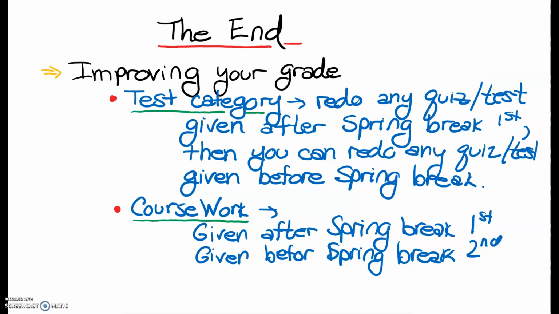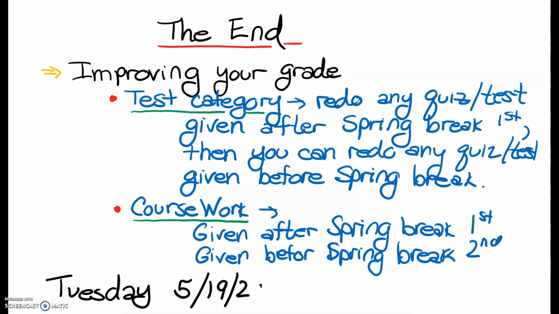So this is the end of the year. You have until, let's see, Tuesday, I believe that is 5/19/2020. Midnight is the last I will accept any assignment for grade improvement. All right, so that is your assignment for the entire week. I have nothing else for you. This week and next week, you have 7 class days to improve your grade in this class.